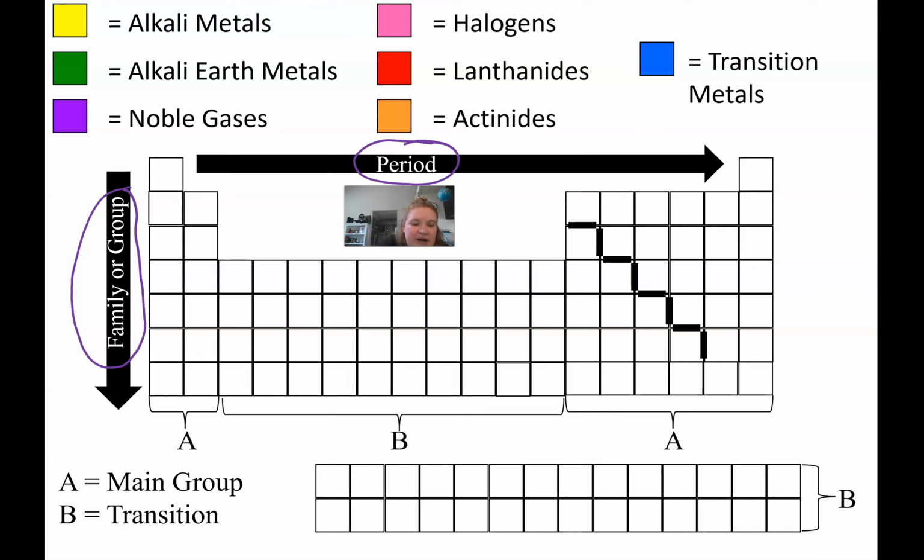And then I do have some areas that are labeled as A's and B's. So we have these two areas labeled as A. They're called the A group elements. They're also called the main group elements. And then we have this section here is labeled B, and over here is also B. These are the transition elements. And then these two rows, it can often be confusing because it looks like it's its own periodic table.